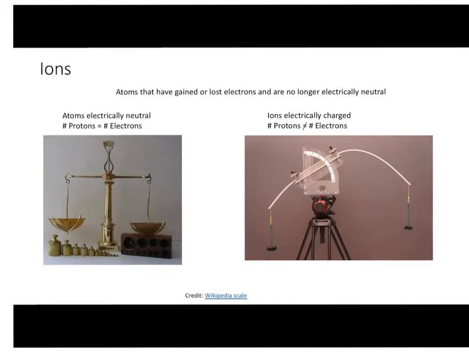Remember we talked that every element is electrically neutral. It should have a proton to balance out with an electron. So the protons and electrons are the same in an electrically neutral atom. But what if they're not? What if we lose an electron or we gain an electron? If we have an imbalance, then we have a charged particle. And those charged particles are called ions.